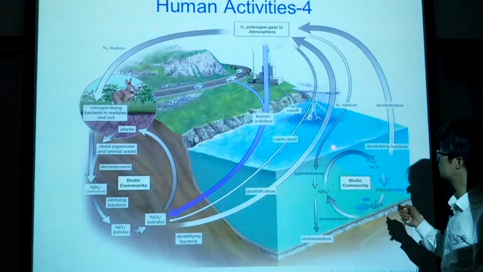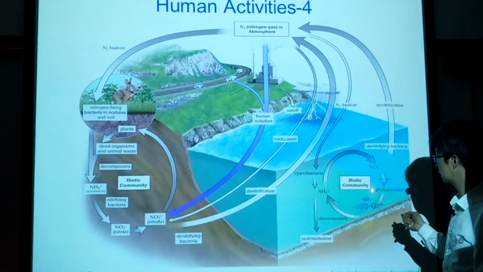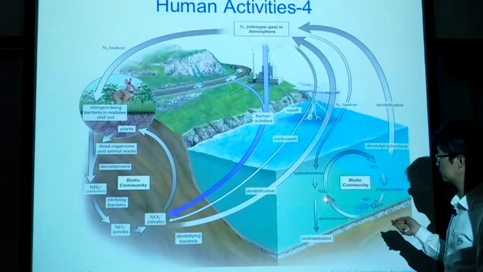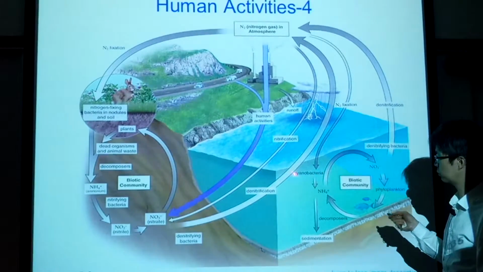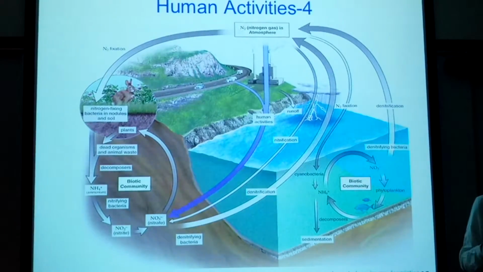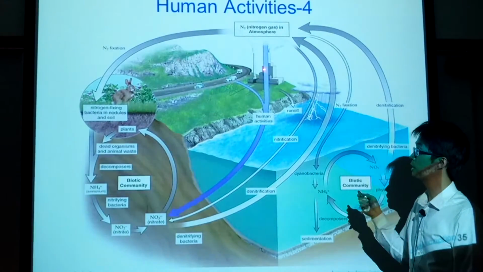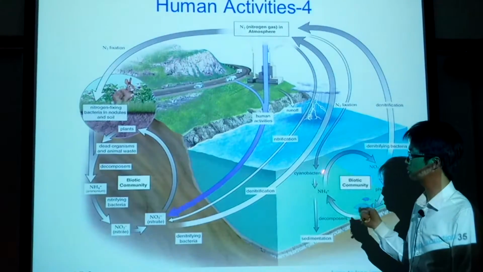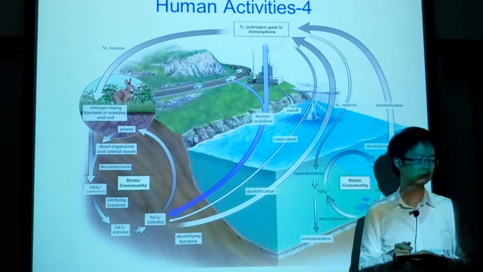And then it goes through the ocean. The ocean also has a biotic community that can recycle nitrate and ammonium, because we have cyanobacteria. In other words, the nitrogen cycle involves all three components: atmosphere, ground, and also the ocean. So next video, we'll talk about a different cycle.